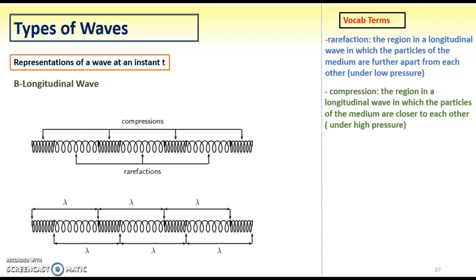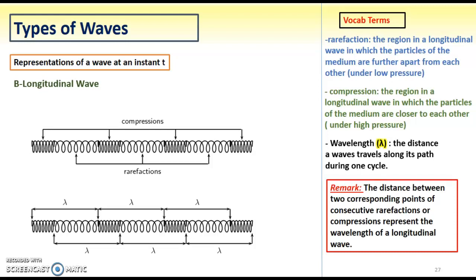So now, as you can see in the figure, the part or the region of the spring in which the coils are apart from each other under low pressure is called rarefaction, and the region in which the coils of the spring are closer to each other under high pressure are called compressions.